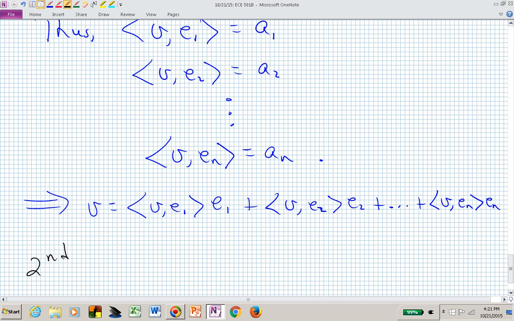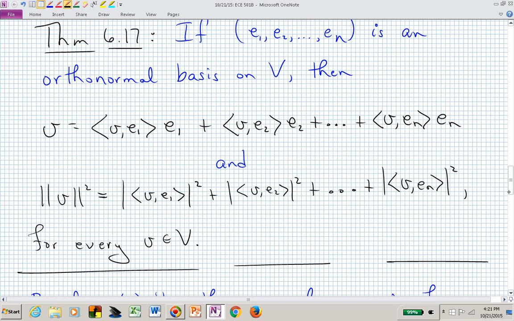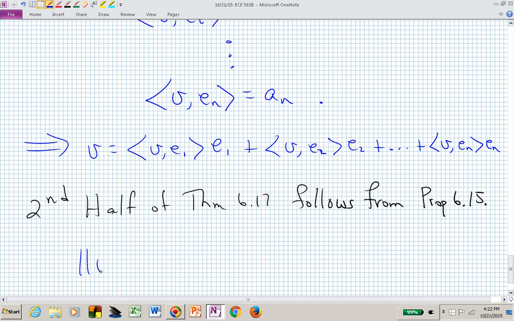And just for completeness, I'll just write this down. The second half of Theorem 617, which was just this second line, the norm of V squared is this sum of magnitudes of inner products squared. The second half of Theorem 617 follows from Proposition 615, and that's basically saying, or we're using, that the norm of V squared is just A1 squared plus A sub 2 squared all the way to A sub n squared.